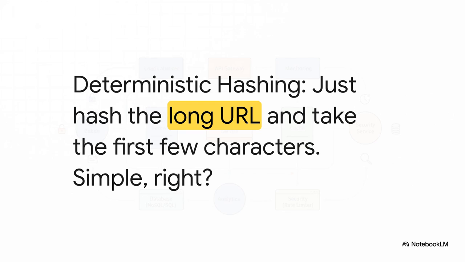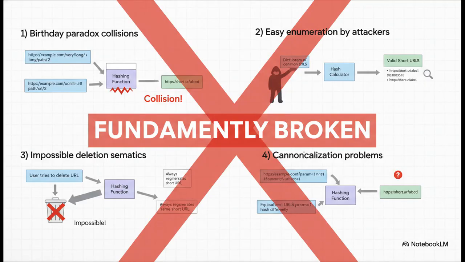First up, the one that probably feels the most intuitive. Why not just take the long URL, run it through a hashing algorithm like SHA-256, and, I don't know, take the first 7 characters? The same input always gives the same output. Simple, right? Wrong. This approach is a complete disaster in production. First, because of the birthday paradox, you'll get collisions way more often than you expect. It's also an attacker's dream. They can pre-compute hashes of common URLs to find your links. And you can't even properly handle things like URL variations or deletions. This strategy is just fundamentally broken.